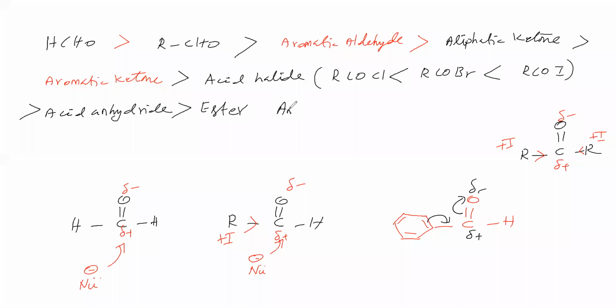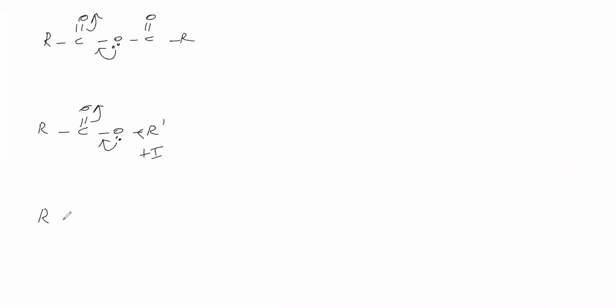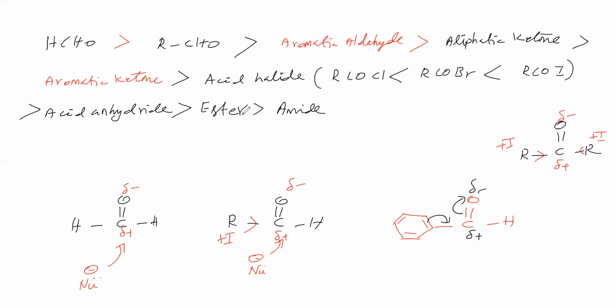Then we will take amide, RCONH2. It is going for resonance. Here the electronegativity of nitrogen is low and the electronegativity of oxygen is more. So resonance is more here, therefore electrophilic nature will be less. Less electrophilic nature means nucleophilic addition will have less tendency here.